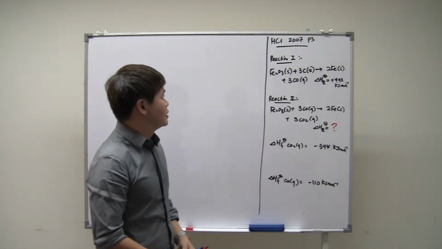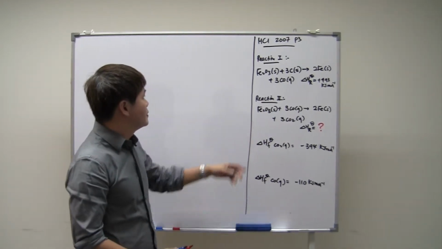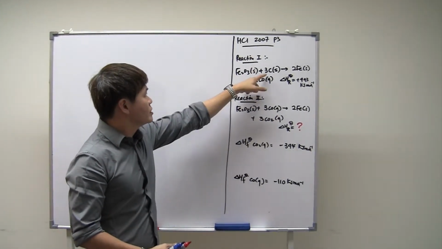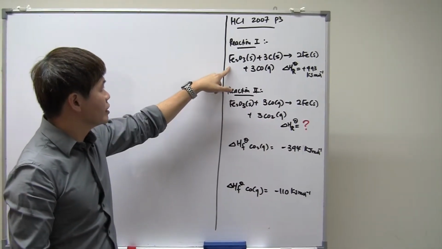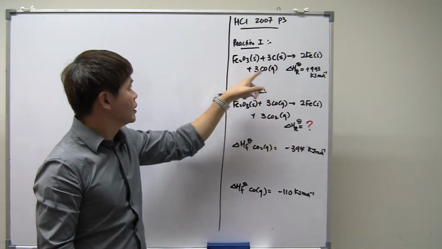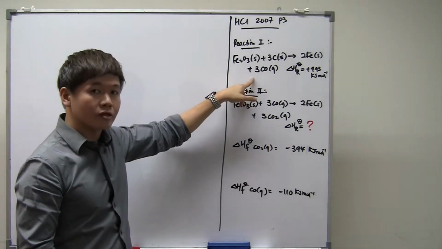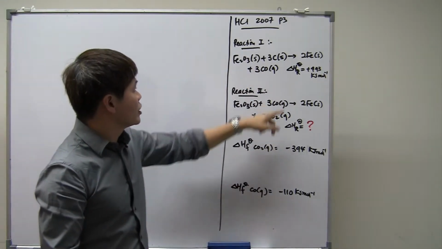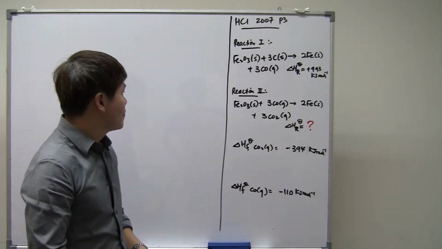The question states that there are two reactions. This is a reaction where two different reducing agents, graphite and carbon monoxide, are used to reduce iron 3 oxide. So the first reaction is iron 3 oxide with graphite. Iron 3 oxide gets reduced to iron, and of course graphite gets oxidized to carbon monoxide. Enthalpy change of reaction at standard conditions is positive 493 kilojoules per mole.